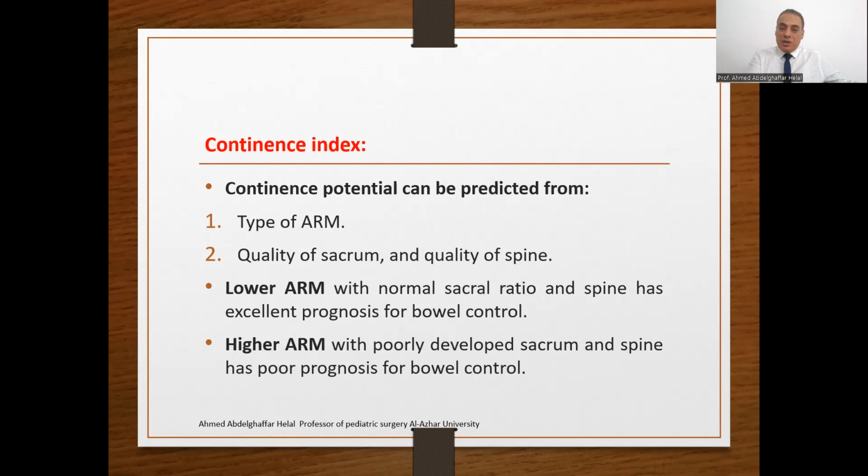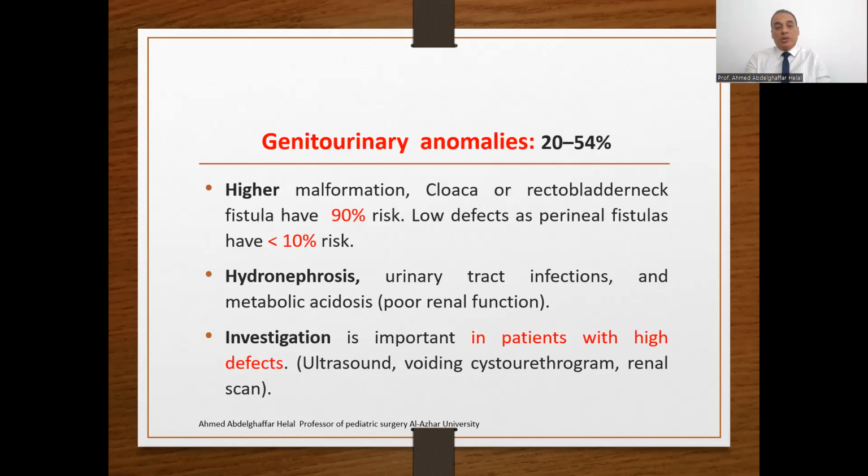On the other hand, with a high anorectal malformation, poor sacral development and spine, the prognosis may be poor for both bowel and urinary control. It's very important to understand this continence index, as the parents of the baby will be waiting and asking whether the baby will be able to control urine, to control stool, or not. So the continence index is very important.